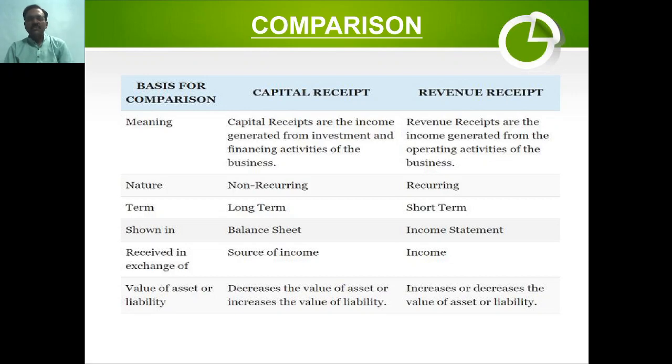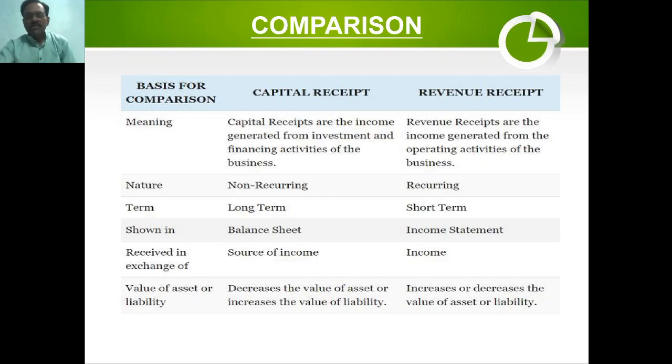Now, capital receipts are shown in the balance sheet in the form of liability, or it decreases your fixed assets. Revenue receipts are recorded on income statement, shown as source of income. Now, because of capital receipt, as I explained earlier, either it increases your liability or decreases value of fixed asset. But in case of revenue receipt, it doesn't increase or decrease value of asset or liability. In fact, it improves your profitability.